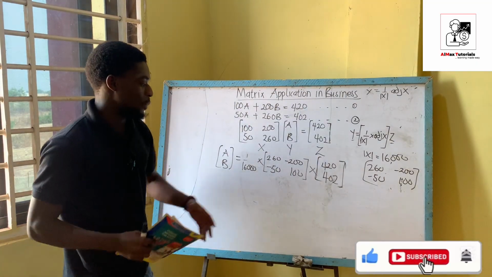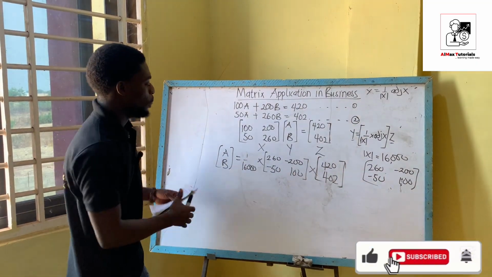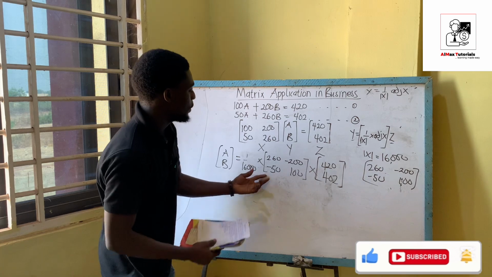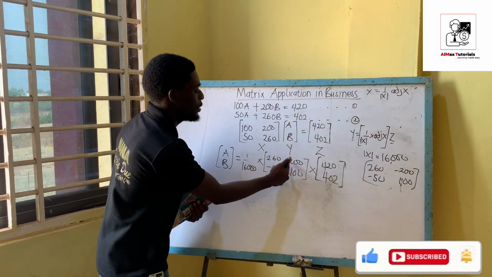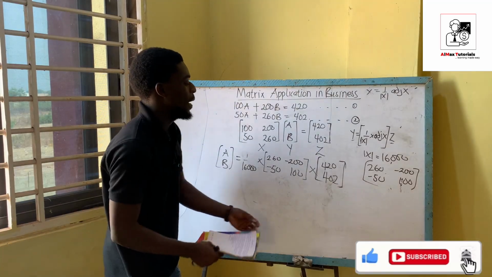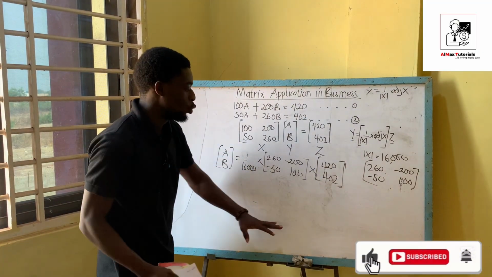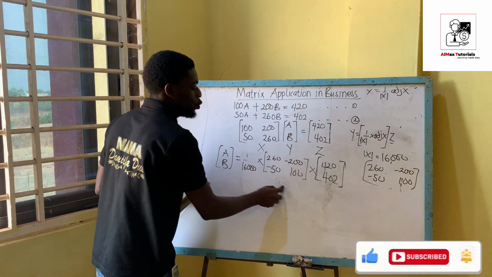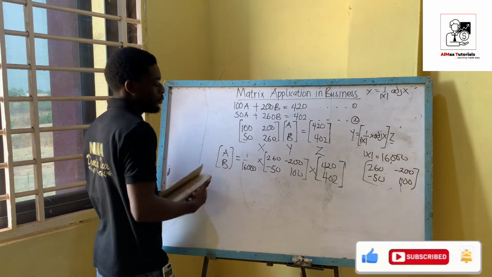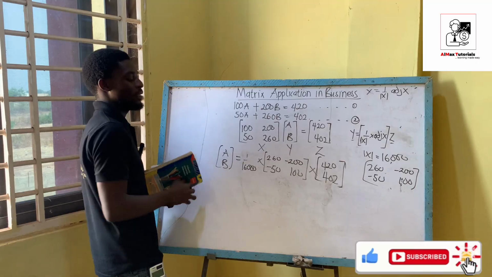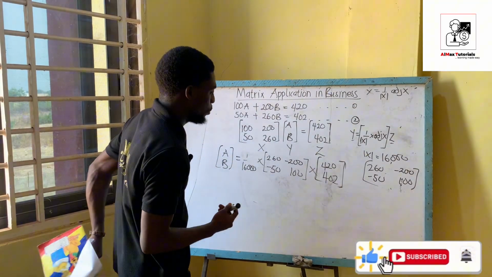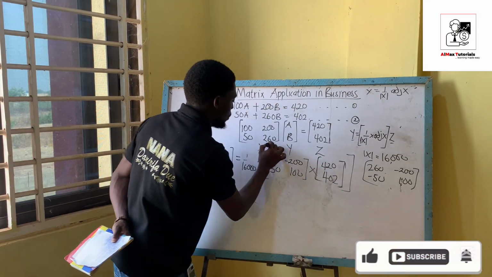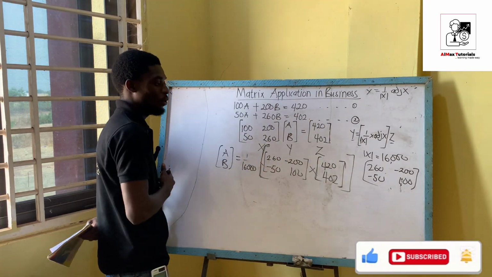Now, if you reach this part, you can decide to either multiply the 1 over 16,000 by the adjoint, or multiply the adjoint, which is 260, minus 200, minus 50 and 100, by the 420 and 402. It all depends on you. I would like to use the second one: multiply this whole thing by the other one first, and after that multiply by the 1 over 16,000. So let's do this simple multiplication.